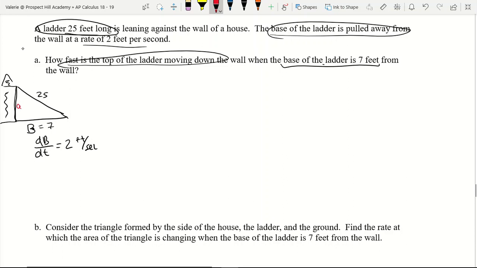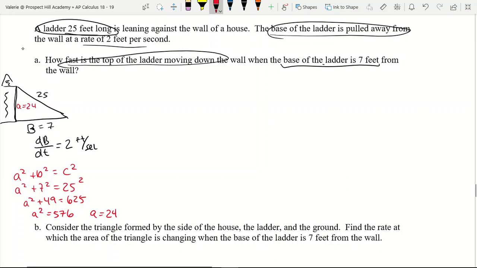To figure that out, we're going to use the Pythagorean theorem. So we'll have a squared plus b squared equals c squared. So a squared plus 7 squared equals 25 squared. So a squared plus 49 equals 625. A squared equals 576. So a is equal to 24.